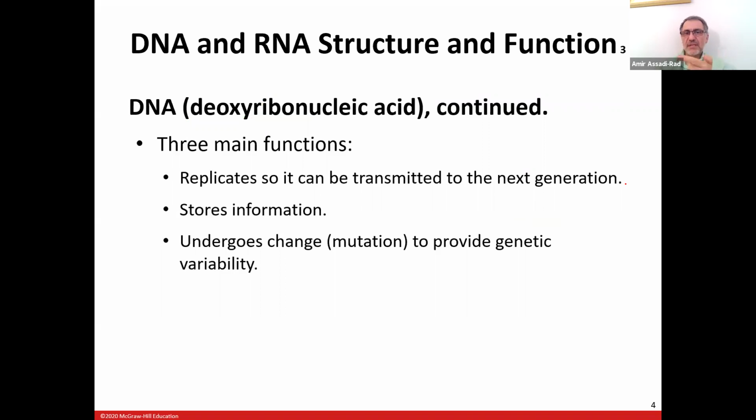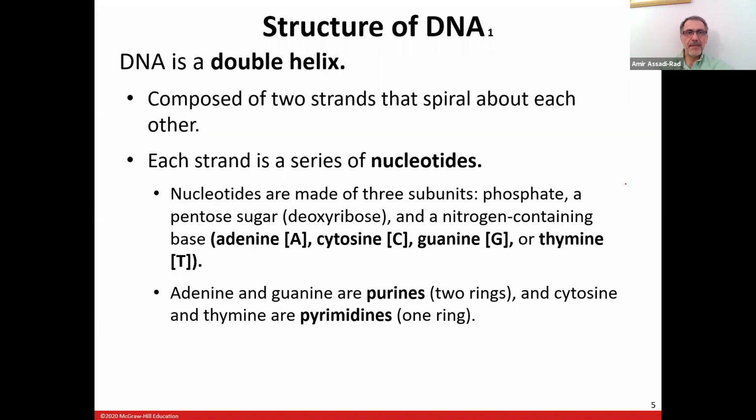Deoxyribonucleic acid has three main functions. Replicate, so it can be transmitted to the next generation. Of course, it has to be replicated. Stores information, DNA information for protein synthesis. Undergoes changes. It happens, mutation, to provide genetic variability.